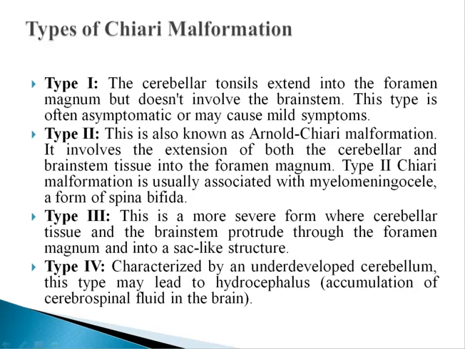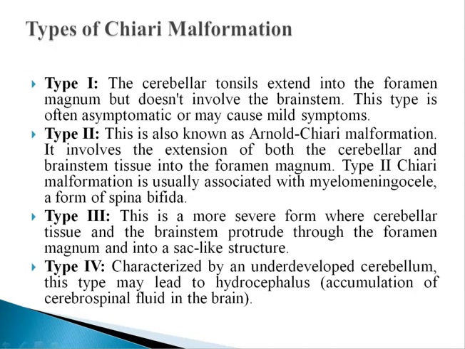So there are four types of Chiari malformation. Type 1. The cerebellar tonsils extend into the foramen magnum, but it doesn't involve the brainstem. This type is often asymptomatic and sometimes it may cause mild symptoms. Type 2. This is also known as Arnold Chiari malformation. It involves the extension of both the cerebellar and the brainstem tissue into the foramen magnum. And this type is usually associated with myelomeningocele, which is a form of spina bifida.